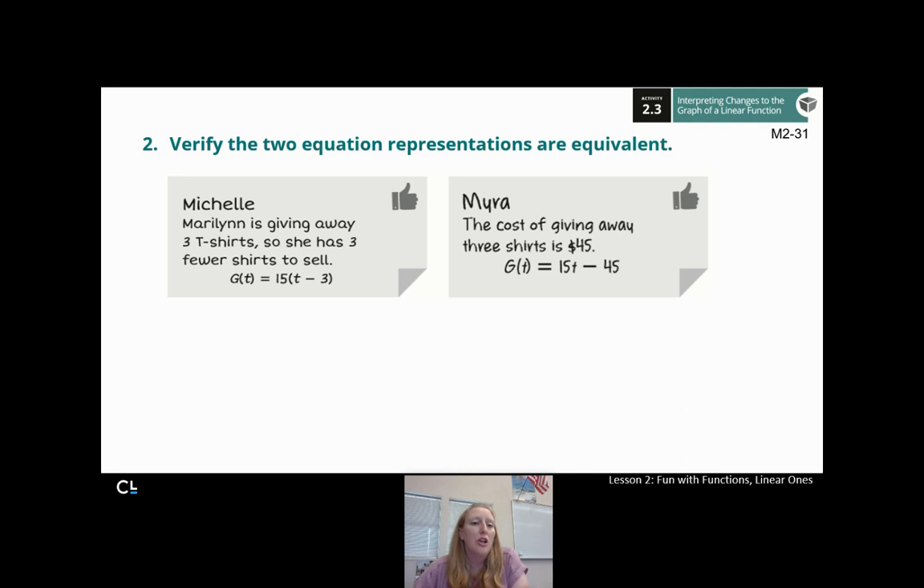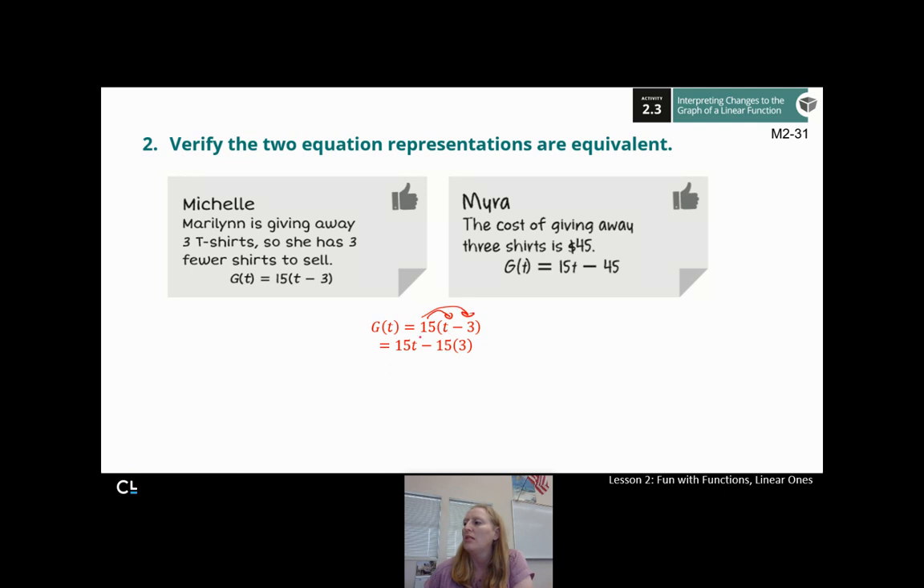So I actually started off with Michelle's equation. Her whole idea is that if she's giving away 3 t-shirts, she has 3 fewer shirts that she can sell. So I took my 15 times t minus 3, and then I used the distributive property. I was like, distribute, hang on, I want my pen. And I was like, distribute.